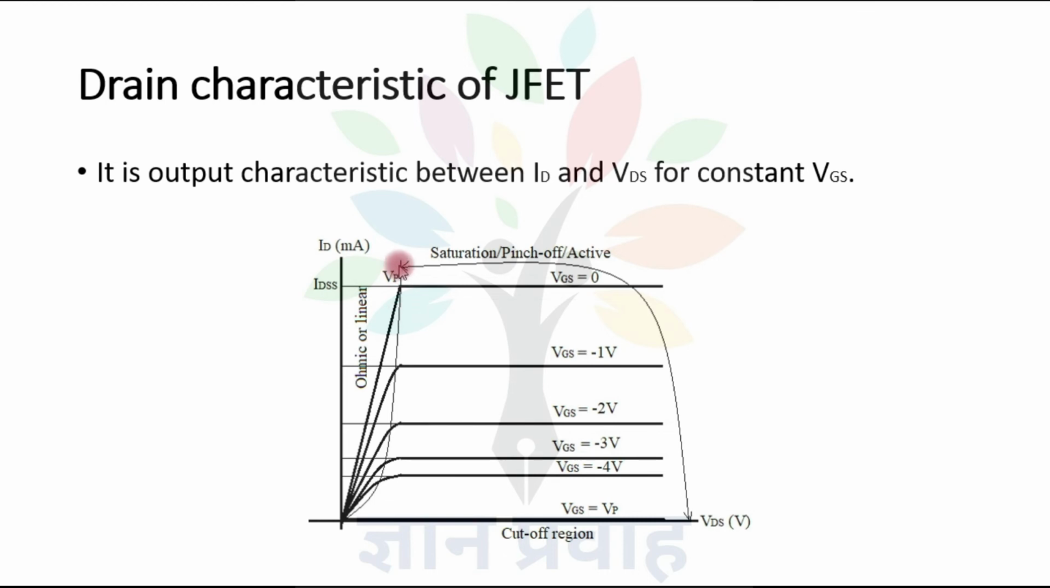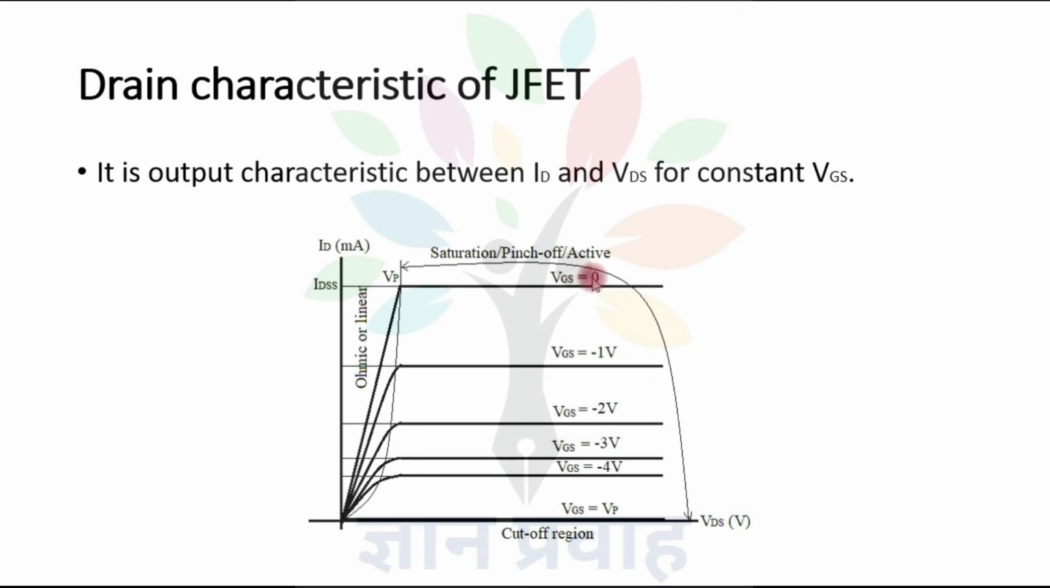So at a certain point, when VDS equals VP or pinch off point, then saturation condition is started. So that is the point or condition when current is going to be saturated. So after this region or condition, JFET enters in saturation or pinch off or active region. So FET can be utilized as an amplifier in saturation region. So characteristics are given for different values of VGS.